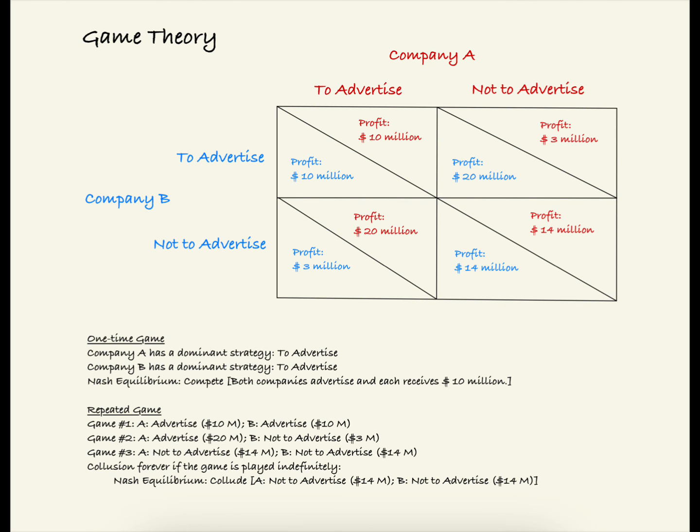From this repeated game, each company makes $14 million in profit by colluding, in this case by not advertising. This profit for each company is greater than the $10 million of profit each will earn if they decide to compete, in this case by advertising.